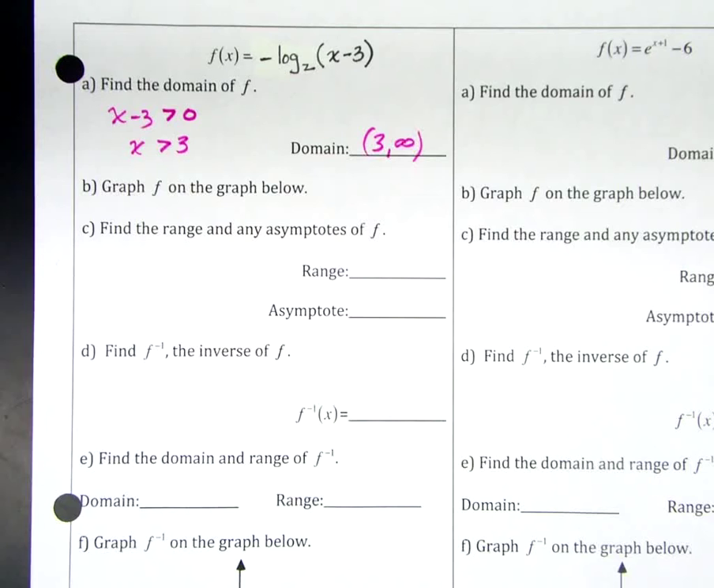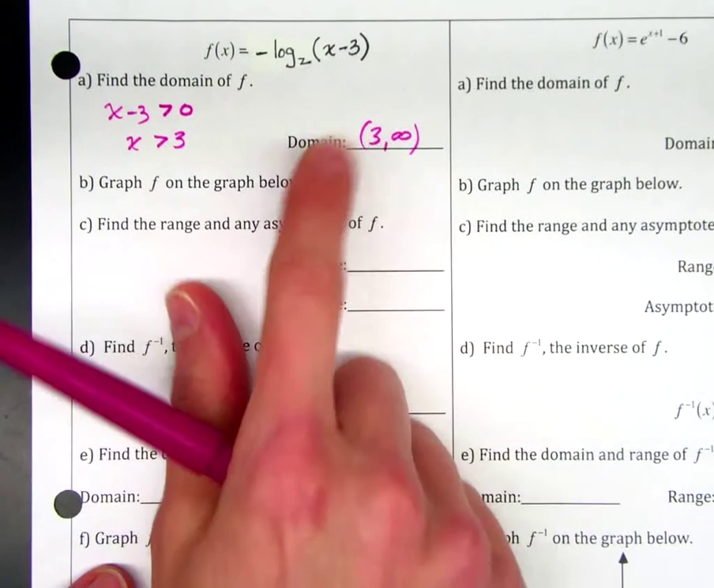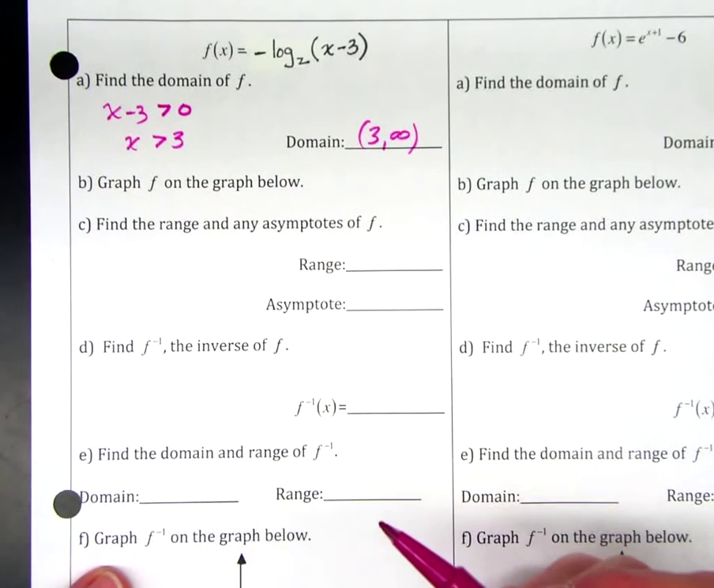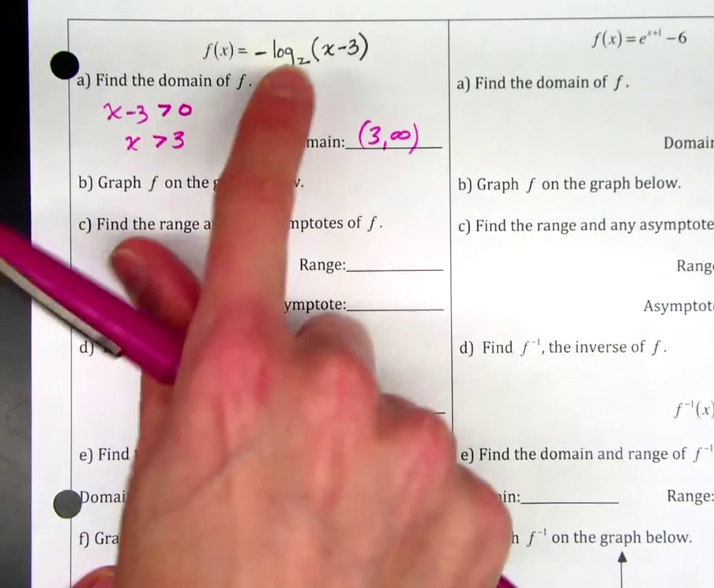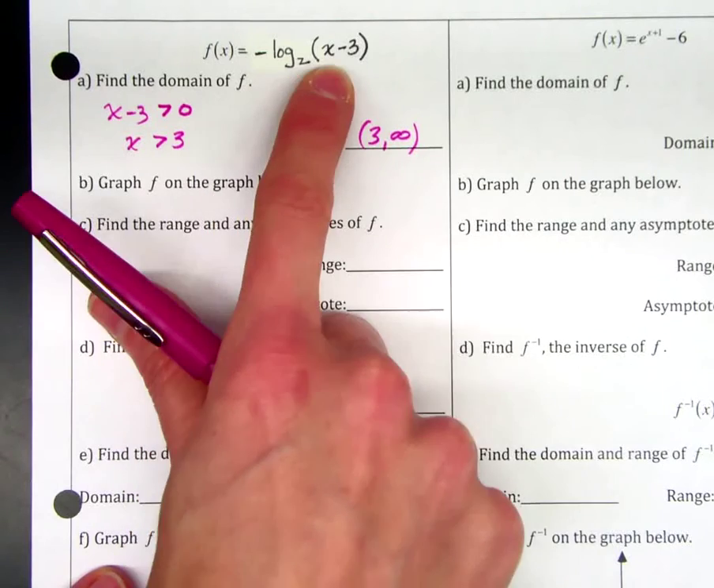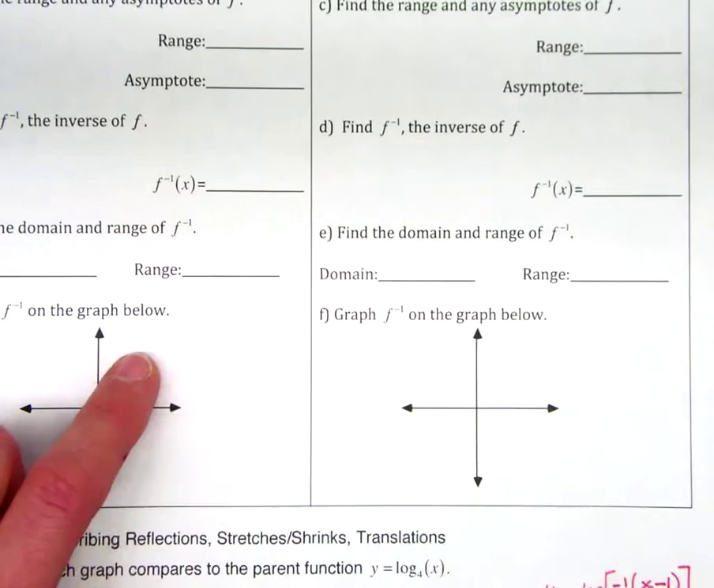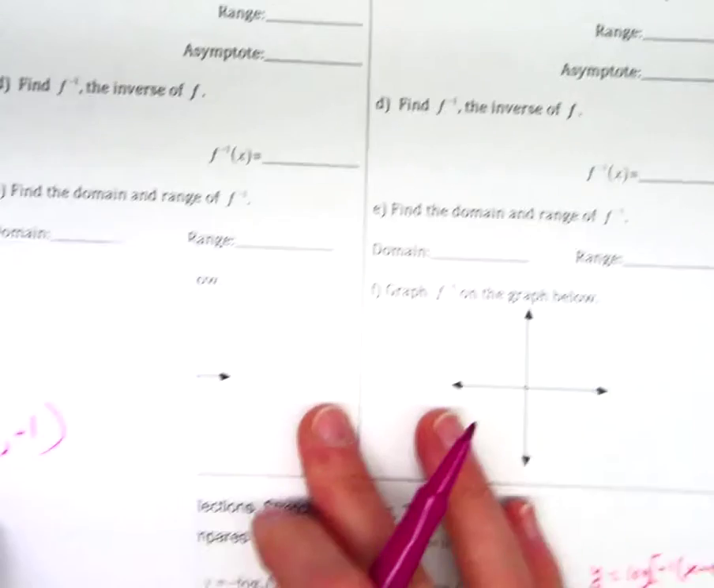Okay, and now we want to graph. What is the base for this function? Base 2, because it's negative log base 2 of x minus 3. So we have base 2. So I'm going to write my points. I'm going to use this as a reference.